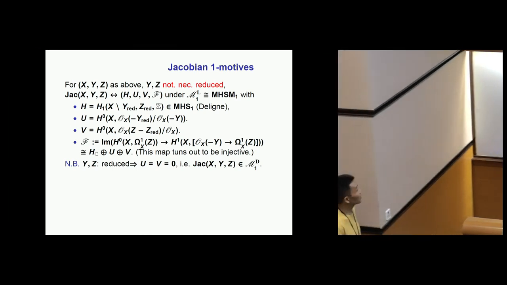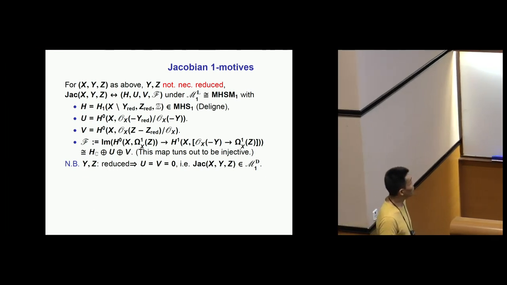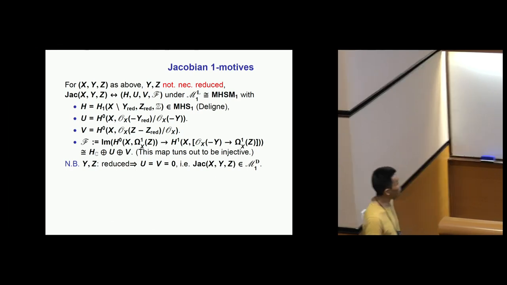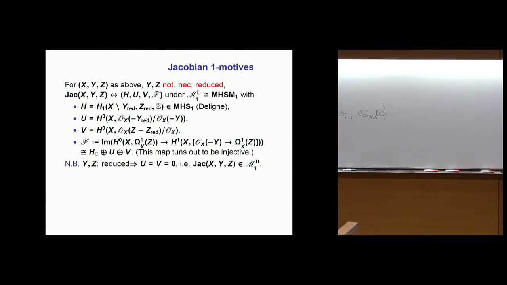I will not explain each item in detail, but I just say that we only use very standard operations in this kind of story. Probably the new construction appears only in the construction of F, but at least in this curve case, it is very easy to show this satisfies all the necessary properties. At this point, I only remark on the special case that both Y and Z are reduced.